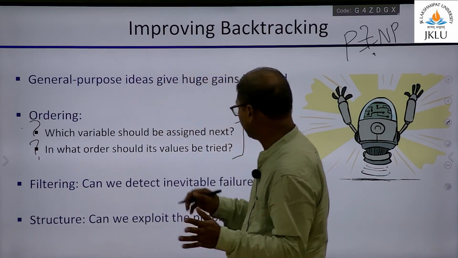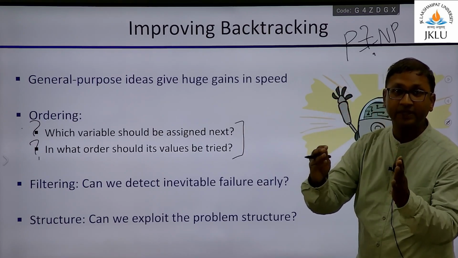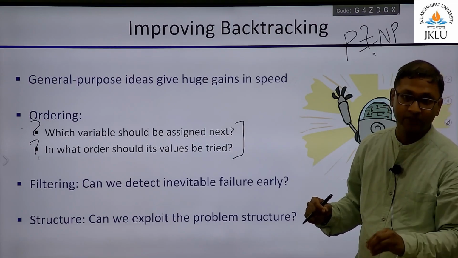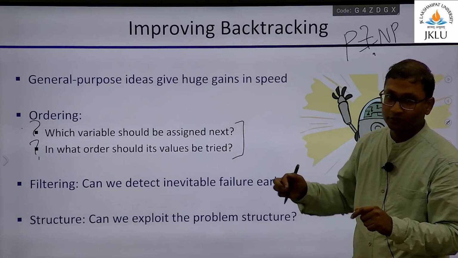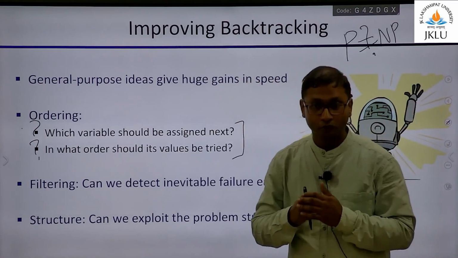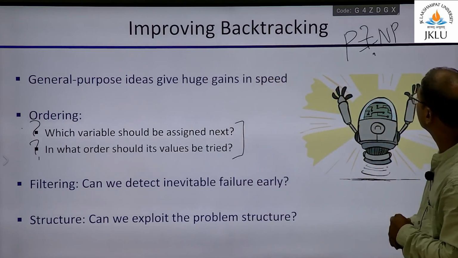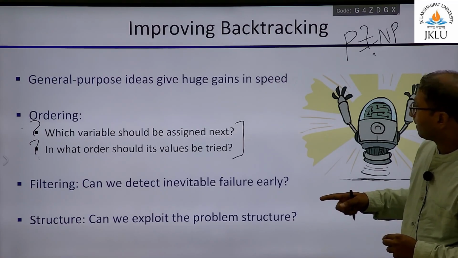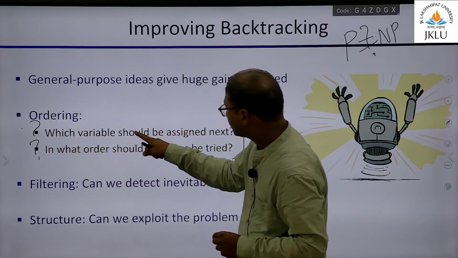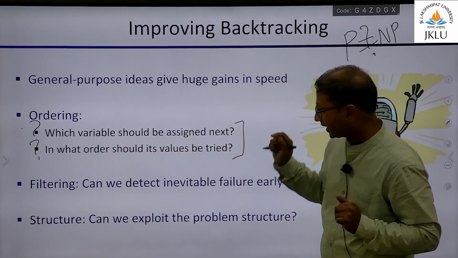Anyway, coming back to this. There are problems that can be easily solved, for example sorting, multiplication, addition, shortest path in a graph. But there are problems that will take a huge amount of time to solve, for example graph coloring. So coming back to what we were discussing: which variable should be assigned next and in what order should its values be tried?